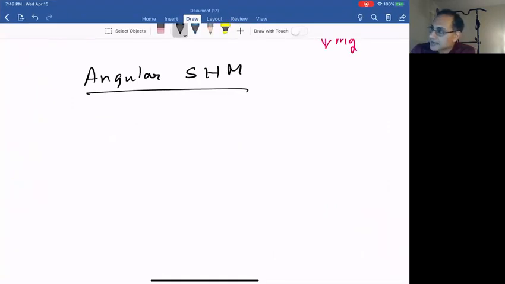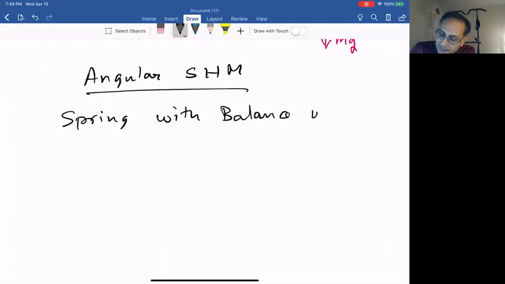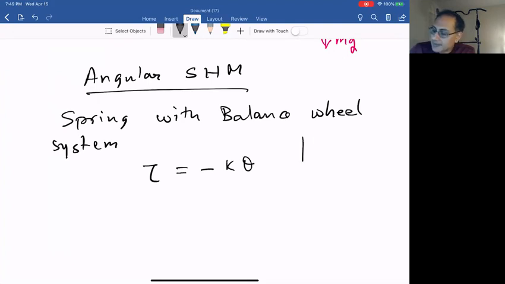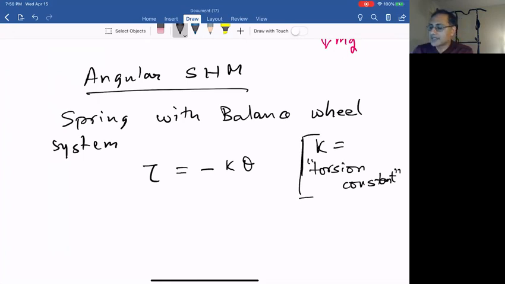So for the balance spring system, spring with balance wheel is what I mean, what we found is the torque that you feel when you turn the balance wheel is equal to negative some constant times theta. And this constant is called the torsion constant. That's a mouthful, but you don't have to worry about the name. It's just the constant of proportionality between the torque and theta.